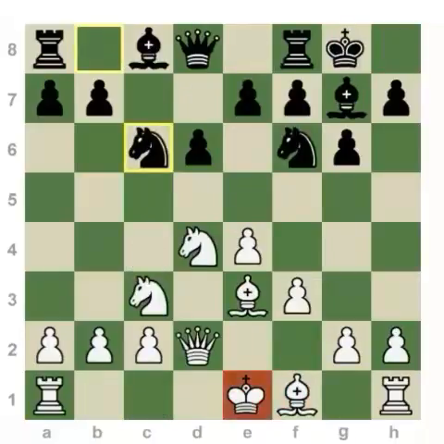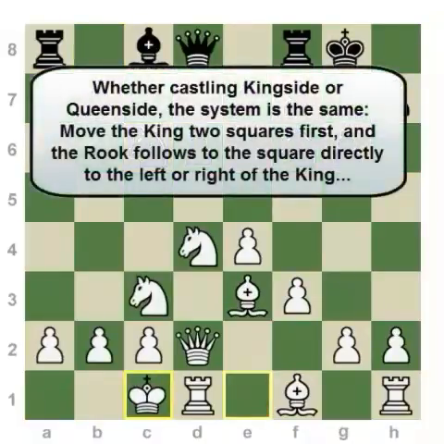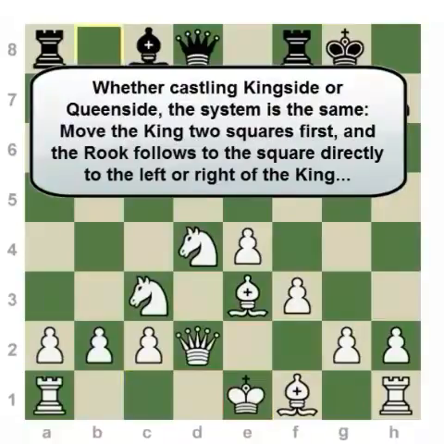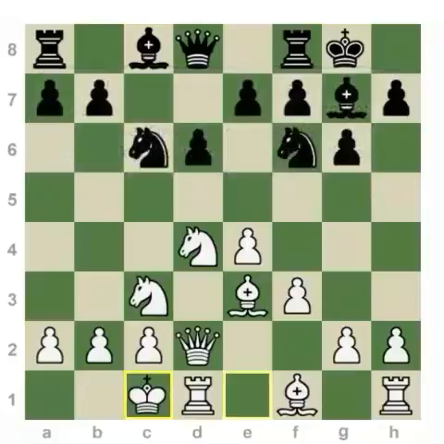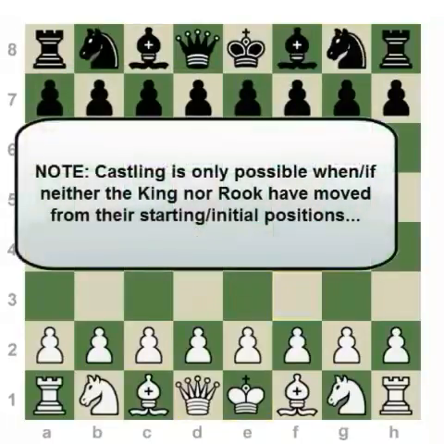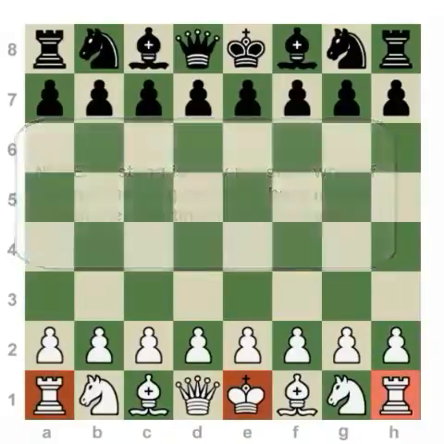Noted should be that you also have the ability to castle queenside. The system is the same. The king moves two squares, and the rook lands himself on the square directly to the right of the king in this case. Again, we see that the king moves two squares, and the rook will automatically find himself on the right side of the king. Castling is only possible when you have not moved the king or the rook from their starting positions. Remember that. Okay, that's it.